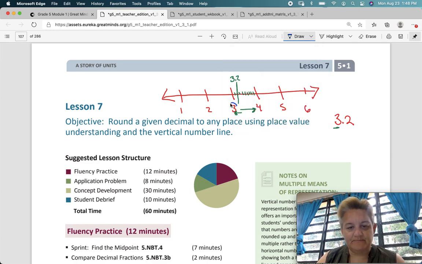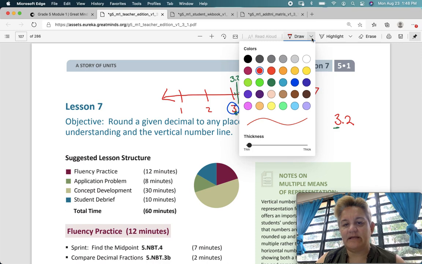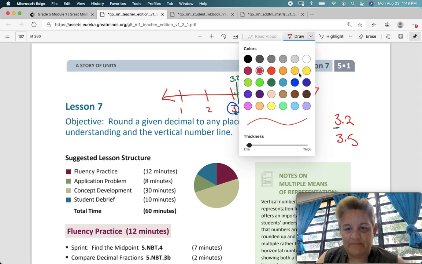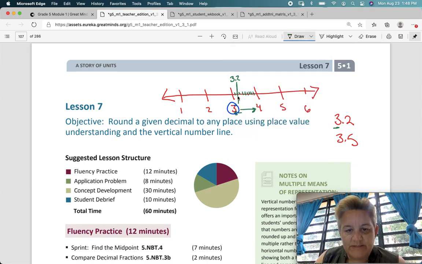So we're rounding. Now, if I had a number like, let's see, 3.5, that would be right here. 1, 2, 3, 4, 5. That is my 3.5 line. That's just about halfway between, isn't it? It is halfway between. So when we get to halfway, are we going to go back to 3 or are we going to round up to 4? Well, when we get to 3.5, we round up to 4. So 3.2 would round to 3, and 3.5 would round to 4.